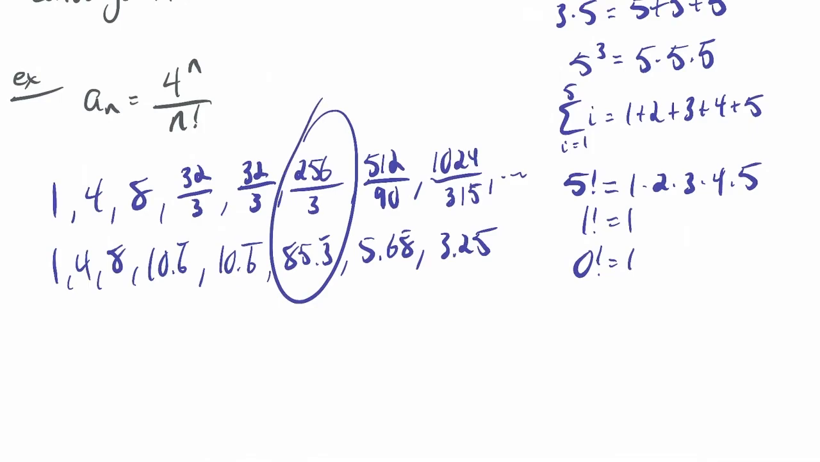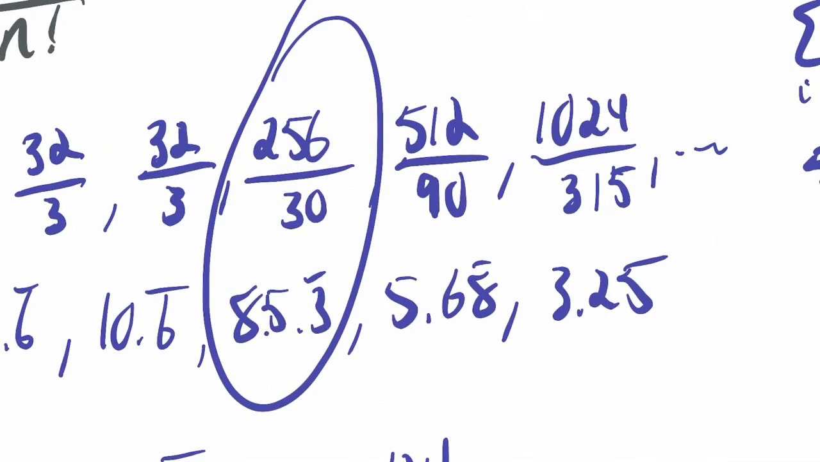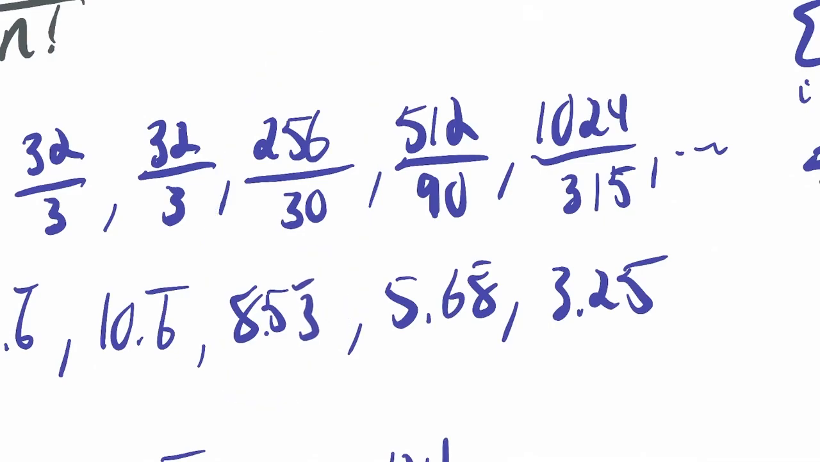So 0, 1, 2, 3, 4, 5. 4 to the 5th over 5 factorial, which is 120, right? 2 times 3 times 4 times 5. Yeah, 120. 4 to the 5th divided by 120. Okay, I just made an error writing this down. I think that was 32. That's probably why. Okay, so 1024 over 120 times 3, so 256 over 30. Yep, so I forgot a zero there, so that decimal goes there instead.